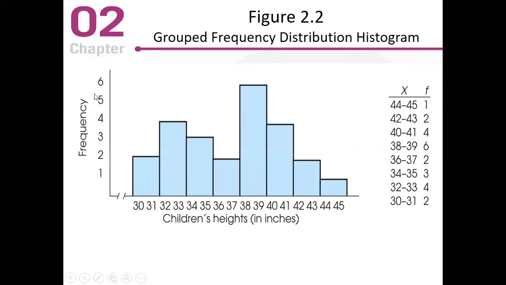Here's our frequency on the y-axis. And this little gap here is just telling the audience we skipped a whole bunch of values and we started our graph at 30 because we had nobody in our sample that was below 30 inches. If we included all those values that nobody scored, our graph would be really long and complicated, and it wouldn't be concise.